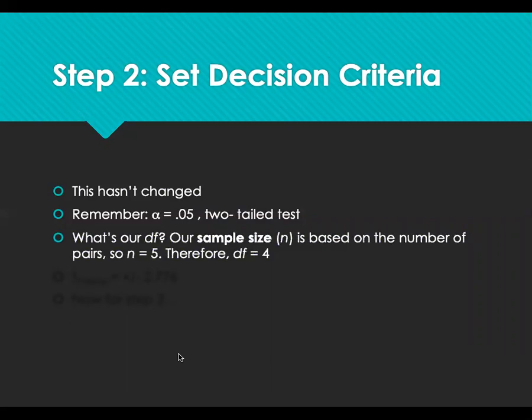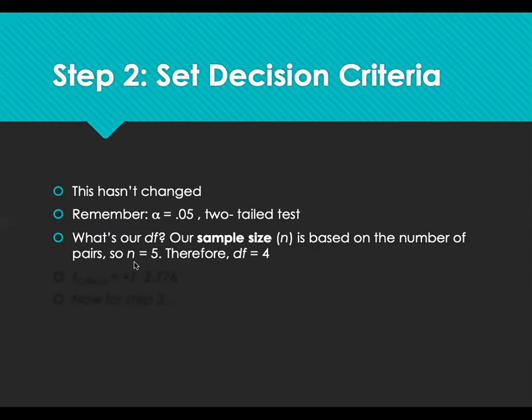What's our degrees of freedom? So our sample size n is based on the number of pairs. So n equals 5. With an independent samples t-test, you would have 2 separate groups, right? And the sample size may or may not be equal from one group to the next. With this type of t-test, the paired samples or repeated measures t-test, you just have one group of participants, right? And they're being measured twice, but it's just one group of participants. So in this case, we have 5 participants being measured 2 different times, n is 5.